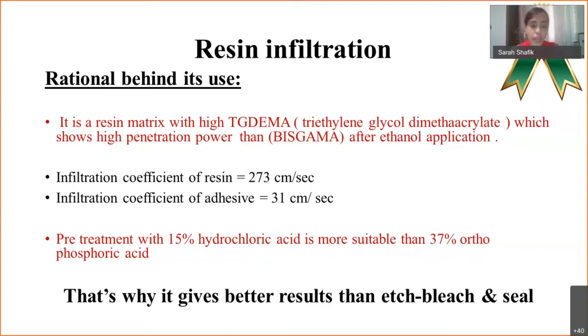So the rationale behind its use is that its resin has a very high infiltration coefficient. It reaches 273 centimeter per second. And that of the adhesive that I used with the previous case was 31 centimeter per second. So can you notice the difference? It infiltrates deep into the enamel. I'm sorry. So this is a very, very good choice, but again, its cost is too high.